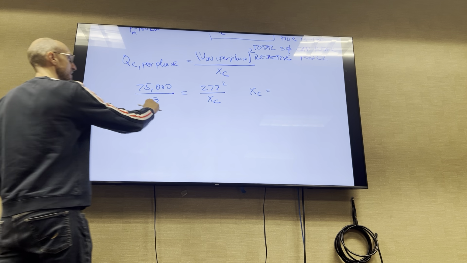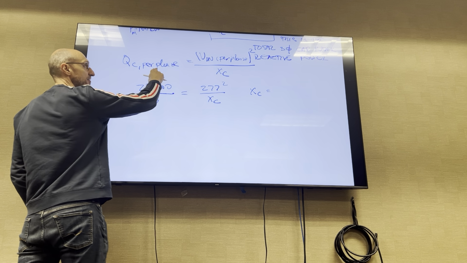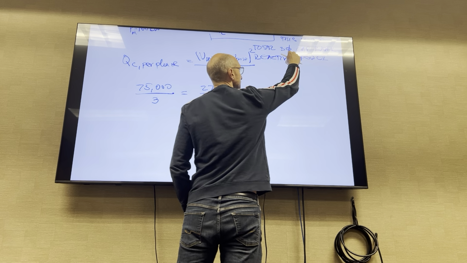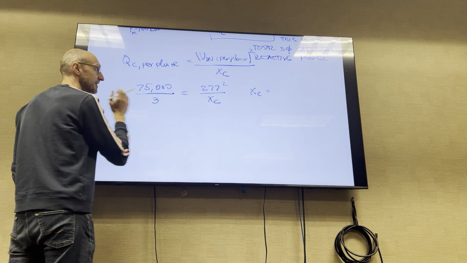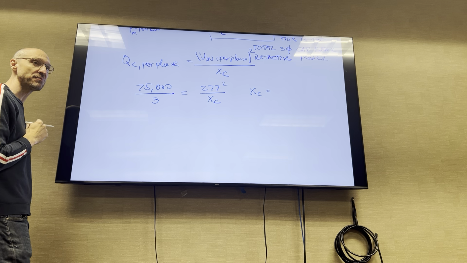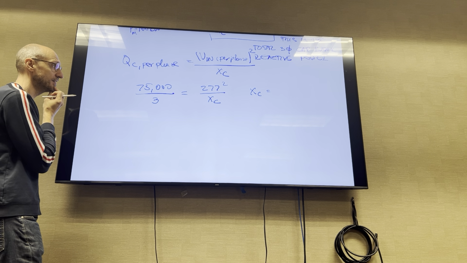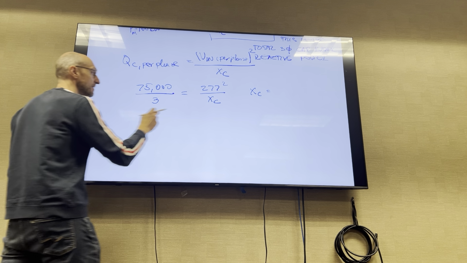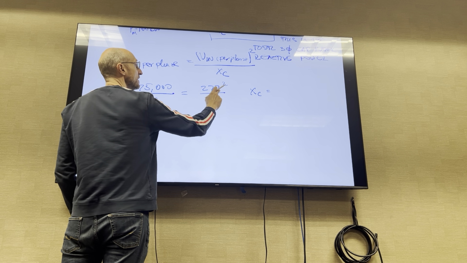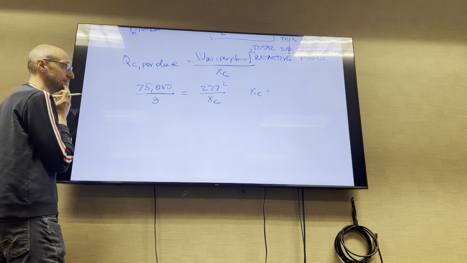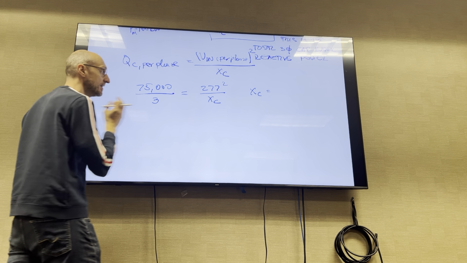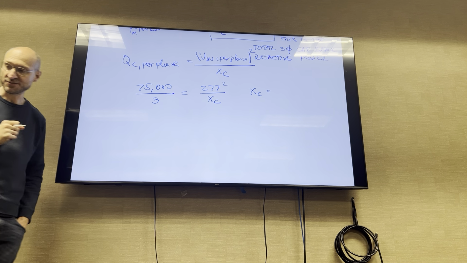Again, I divided here by 3 because I'm looking at per phase. 75 was for the three-phase cap bank. We know that each capacitor in each phase will consume the same amount of power because they are balanced. They have the same voltage and the same capacitance value in all cases. So that's where this comes from. We found V per phase. I only need the magnitude, even though the phase is 0 anyway. And then I can find XC from there.